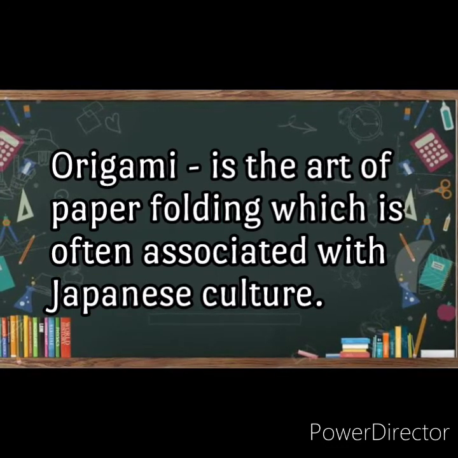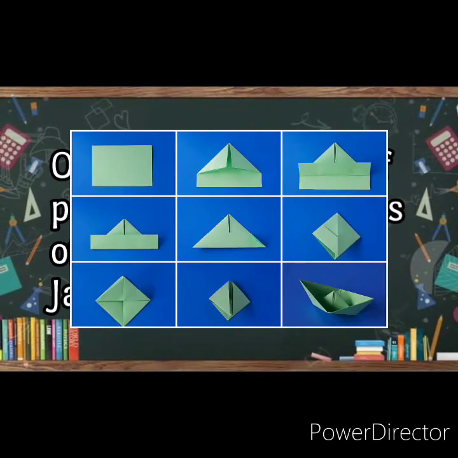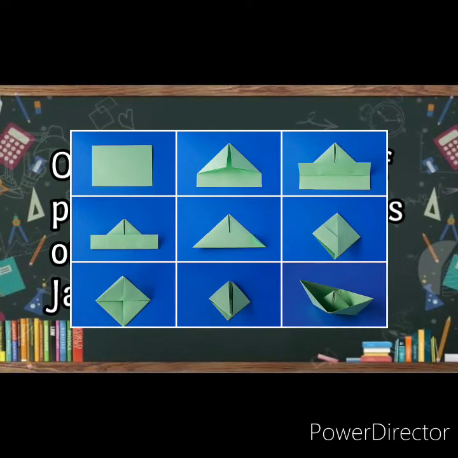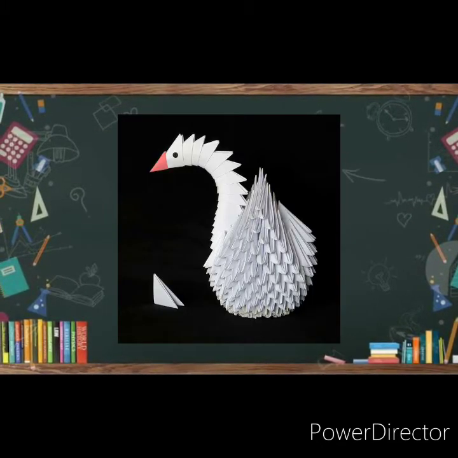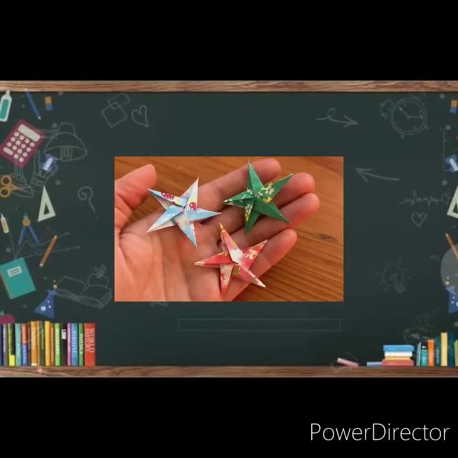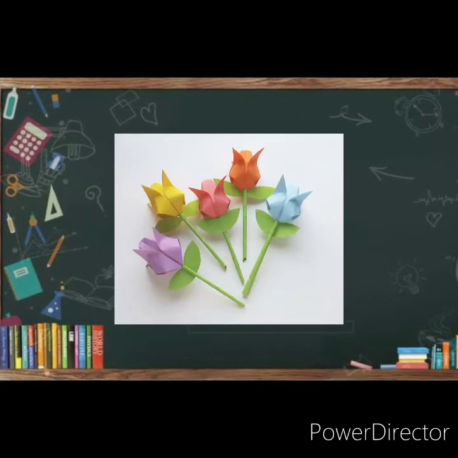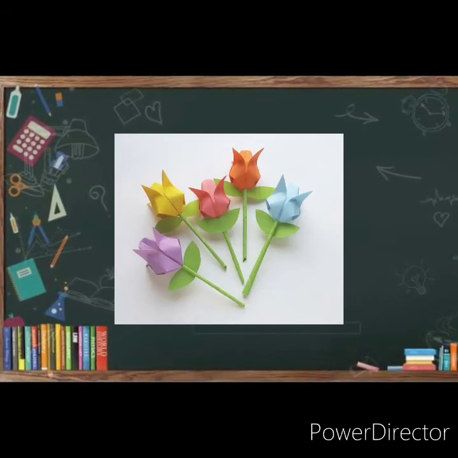Number 3, origami, from ori meaning folding and kami meaning paper, is the art of paper folding which is often associated with Japanese culture. In modern usage, the word origami is used as an inclusive term for all the folding practices regardless of their culture of origin.